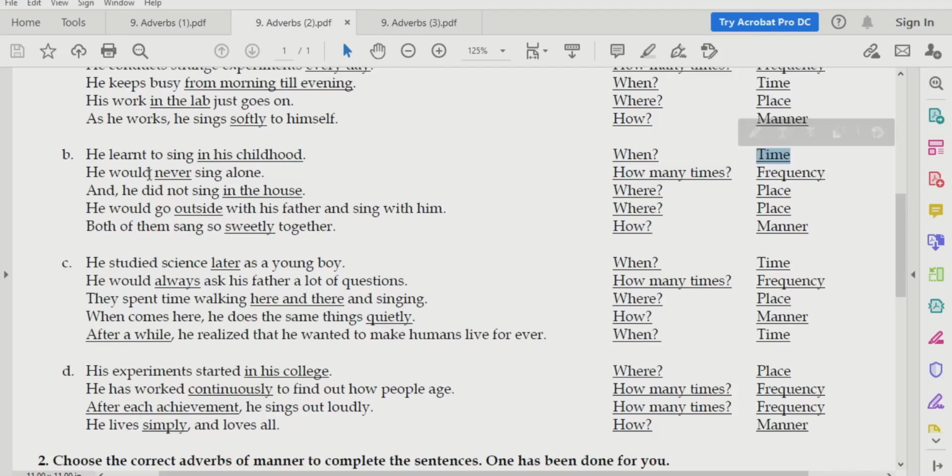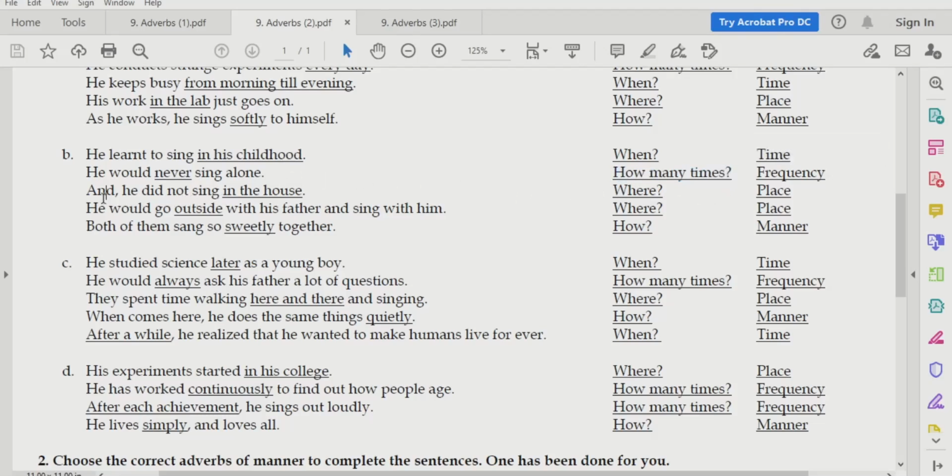In the same way, second one, he would never sing alone. So you will ask, वो कब अकेले नहीं गाता था? Or you can ask, how many times did he never sing alone? So it automatically becomes frequency, and never is the answer for the question how many times.